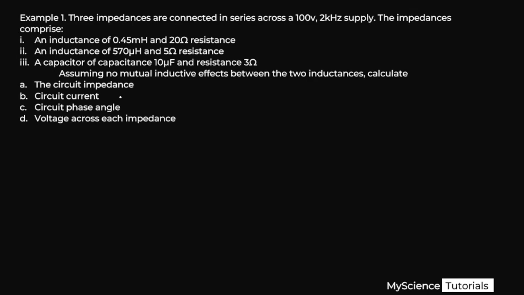So let's go ahead and look at how we solve this problem. Let's write down our solution. Now the first thing we need to do is to draw the circuit to have a fair idea of what we are working with. So we have three impedances in one circuit. The I aspect is telling us we have an inductor, and then we have a resistor, then connected to II, another inductor, which is also connected to another resistor, and then III, we have a capacitor, which is connected to a resistor.